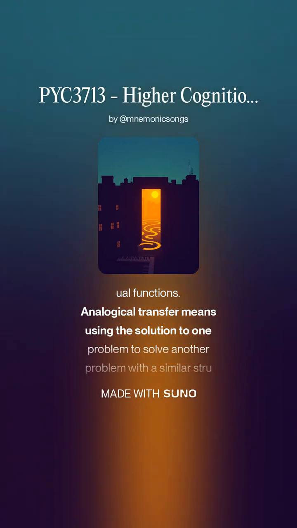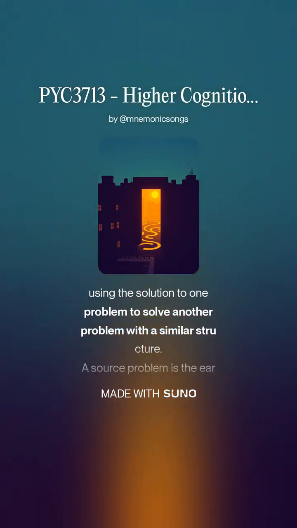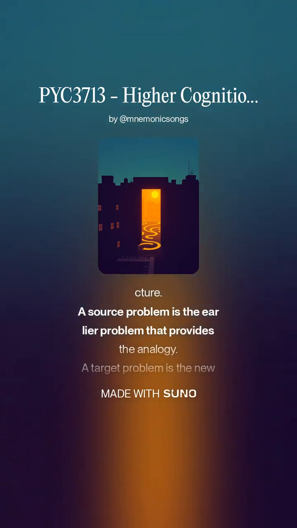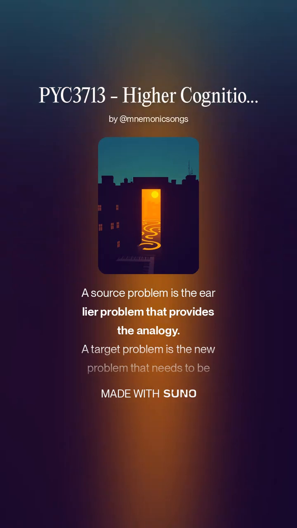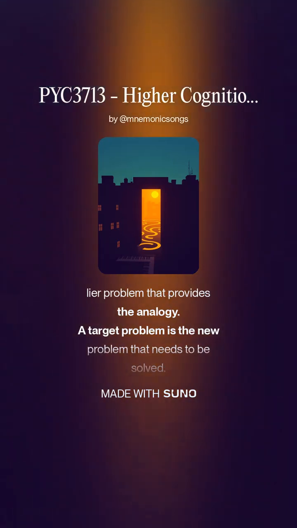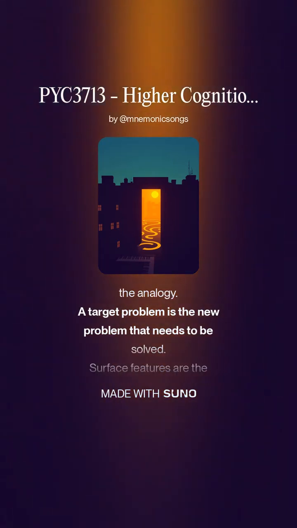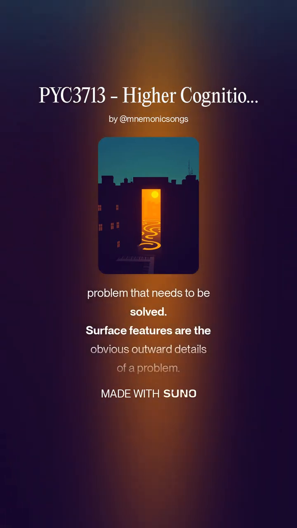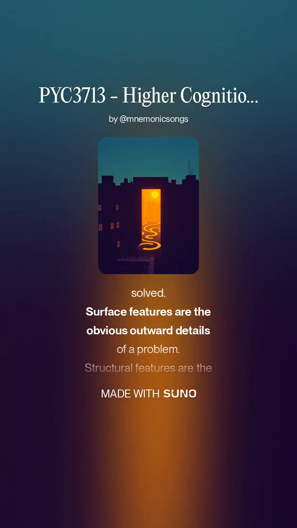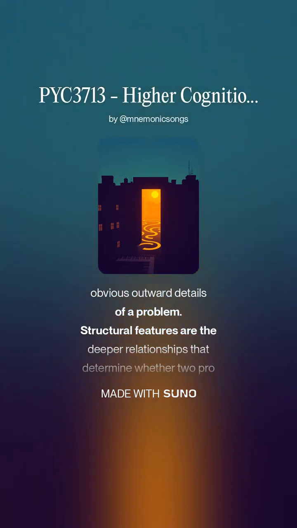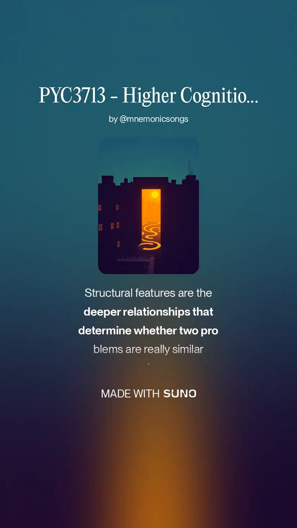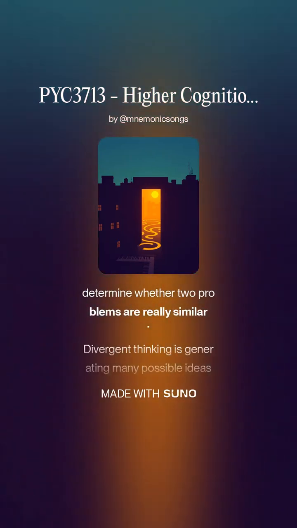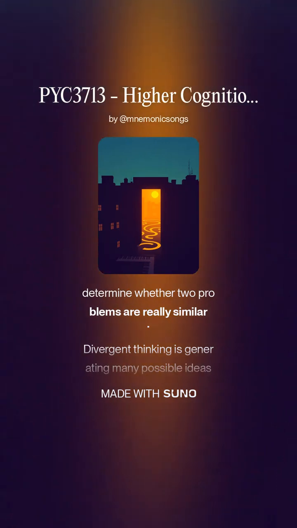Analogical transfer means using the solution to one problem to solve another problem with a similar structure. A source problem is the earlier problem that provides the analogy. A target problem is the new problem that needs to be solved. Surface features are the obvious outward details of a problem. Structural features are the deeper relationships that determine whether two problems are really similar.